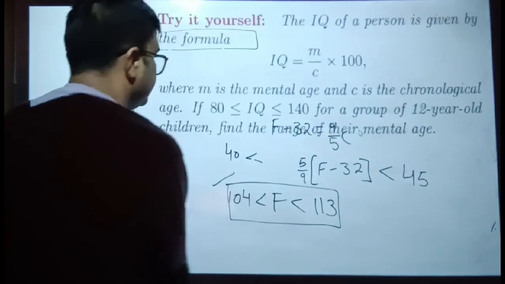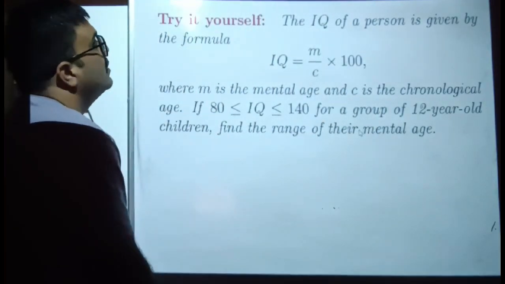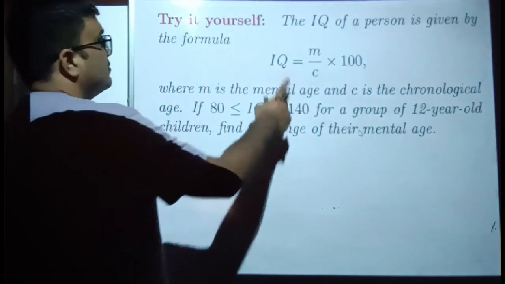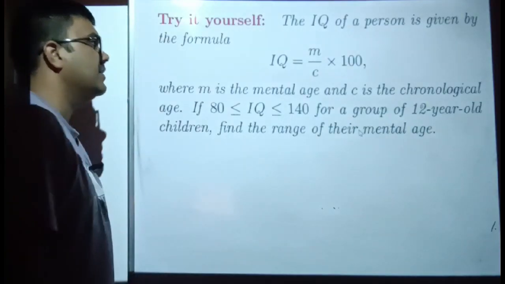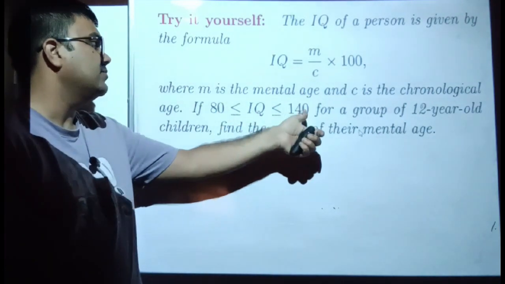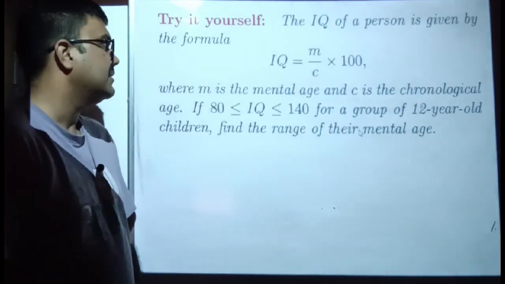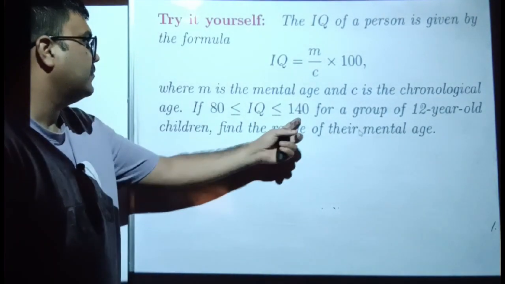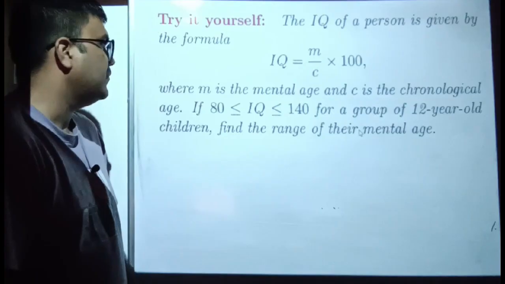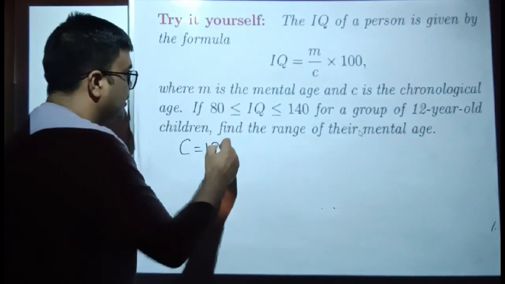Next question we have is, the IQ of a person is given by the formula IQ is equal to M by C into 100, where M is the mental age and C is the chronological age. If 80 is less than or equal to IQ is less than or equal to 140 for a group of 12-year-old children, find the range of their mental age. So the range of IQ is given over here, and it is given that a group of 12-year-old children. So 12-year-old children means the value of C is given to be 12.